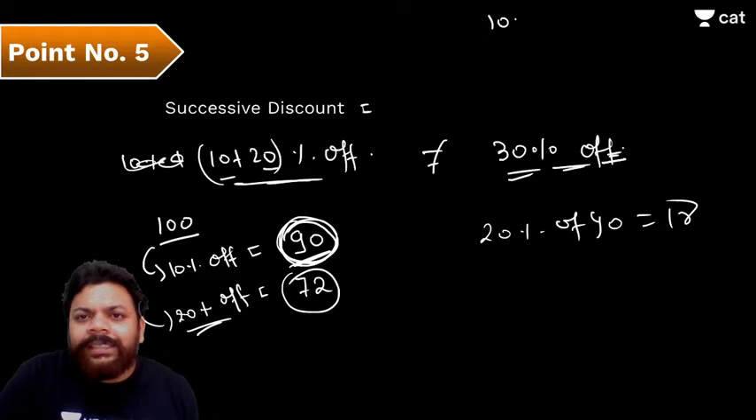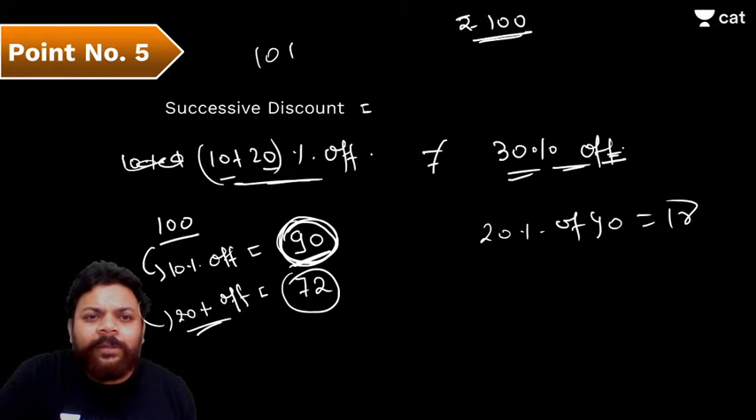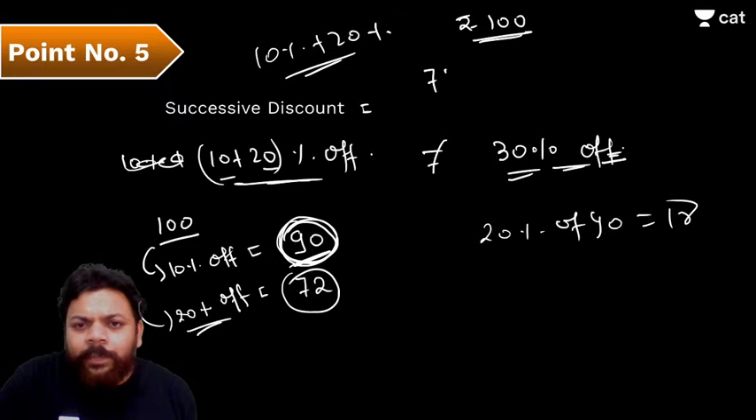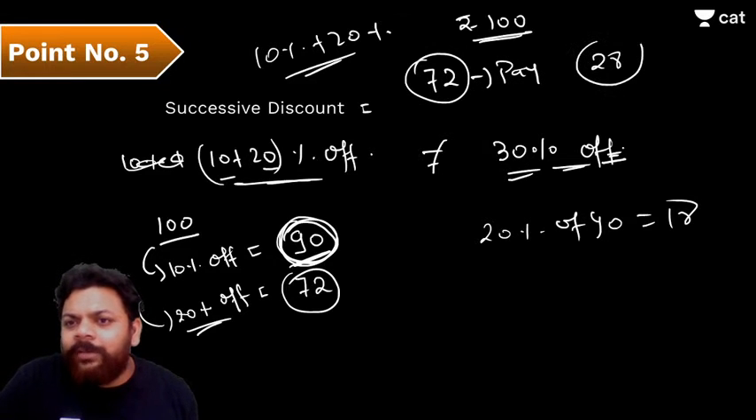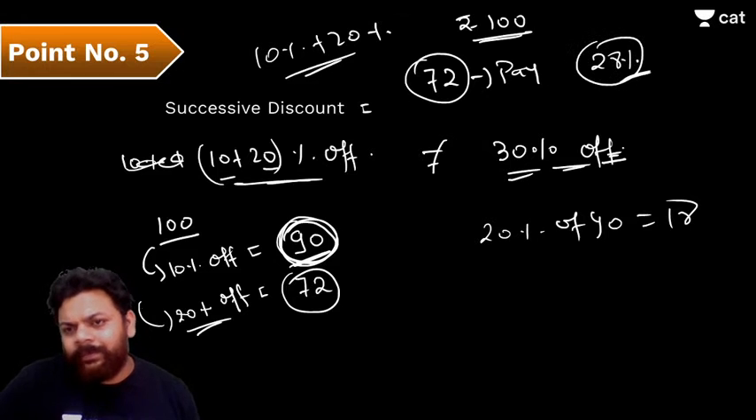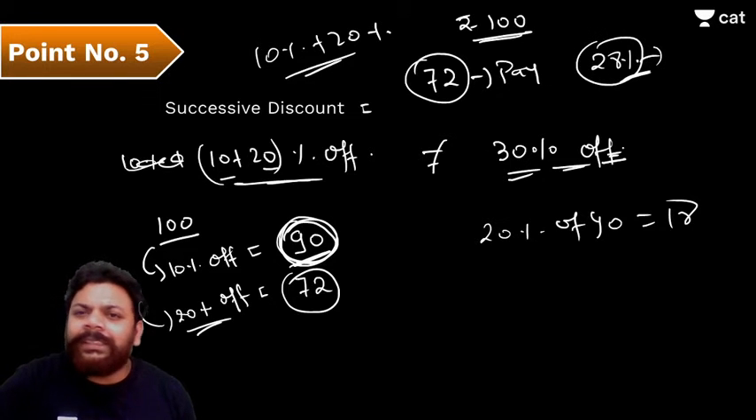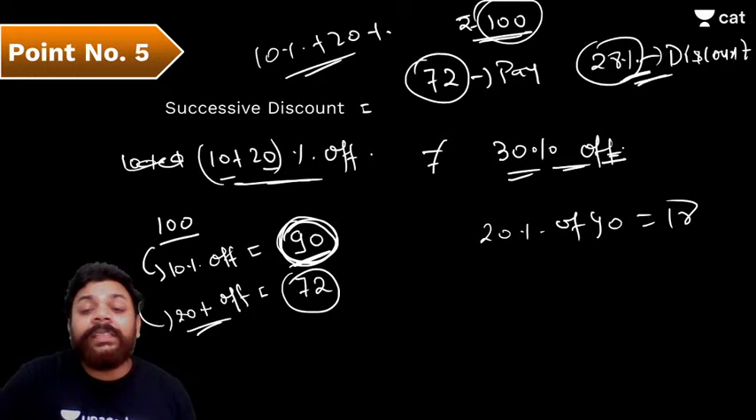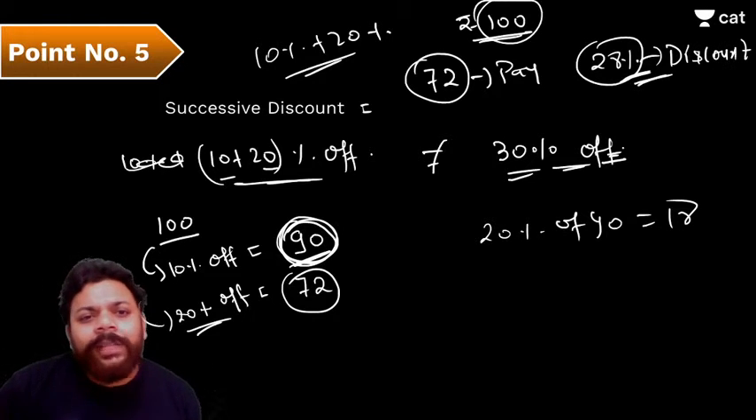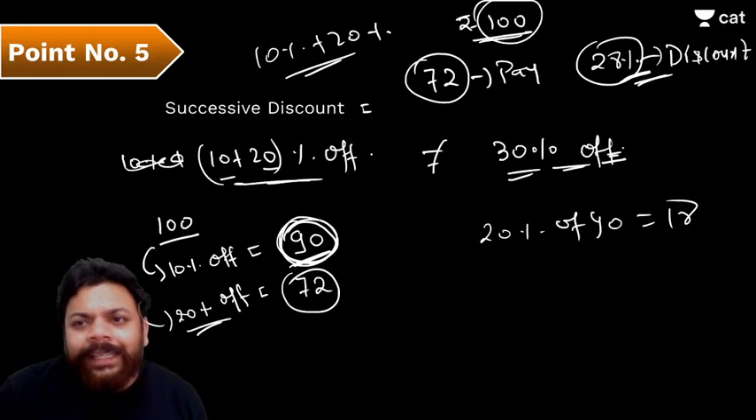That means for sure you can say that if 100 rupees का कोई product है and there is a discount like 10 plus 20% off, so you need to pay 72, and there will be discount of 28 rupees or 28% because we are using 100. So this is going to be the discount over this. So how to calculate it fastly?